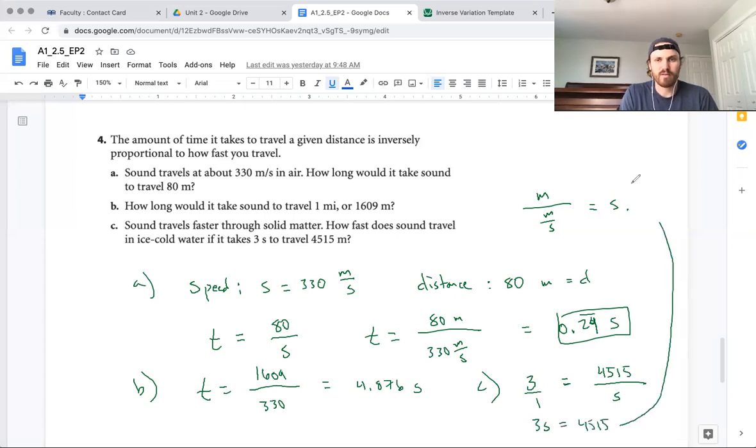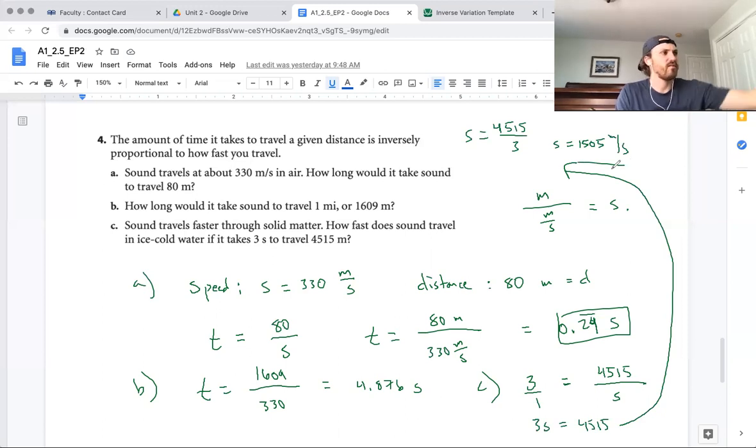And then I'm going to come up here because I ran out of space. I'm going to divide both sides by 3 and get S equals my speed, 4,515 divided by 3. So let's find that on our calculator. Actually, what is that? That should just be 1,505, I think. It is 1,505. So S should be 1,505 meters per second. Okay, so you can probably figure this out in a few different ways, but definitely possible to sort of use some of the inverse variation that we're talking about. So I hope that was helpful.